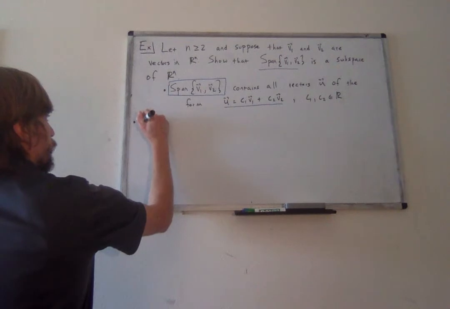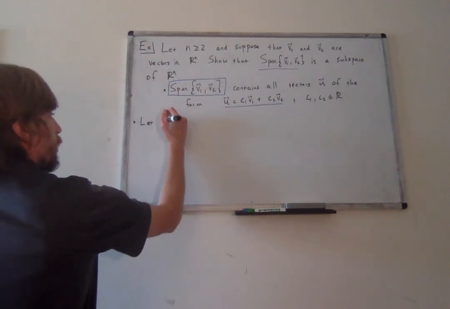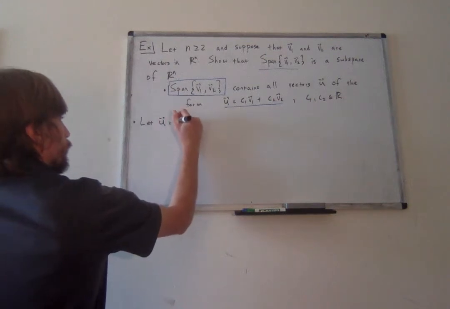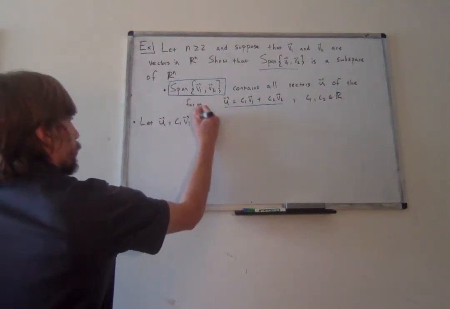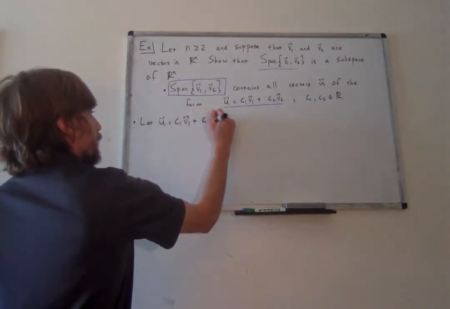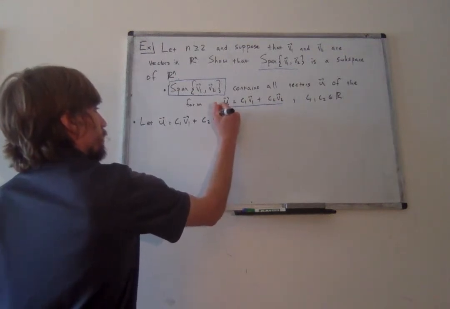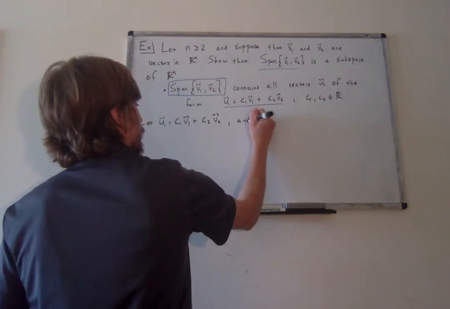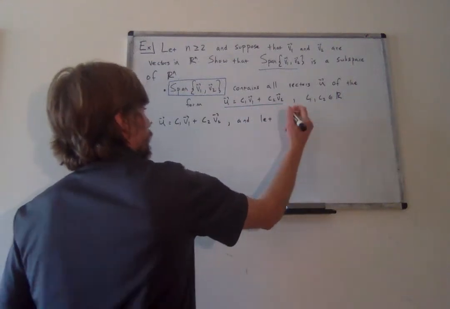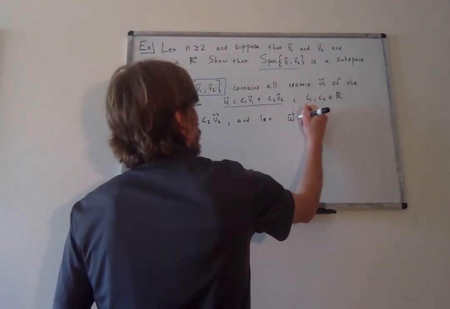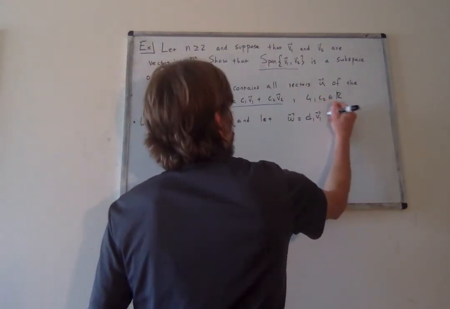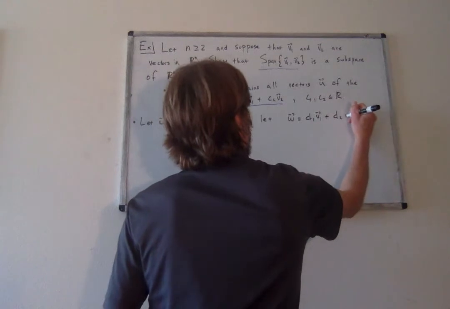And to do so, again, we're just going to define 2 arbitrary vectors in this set. So I'll sort of restate this for the purpose of the proof. We're going to let u equal c1 v1 plus c2 v2, and we'll say w equal d1 v1 plus d2 v2.